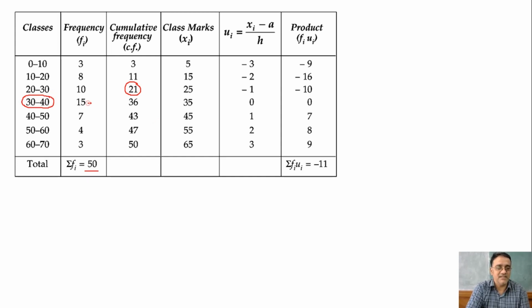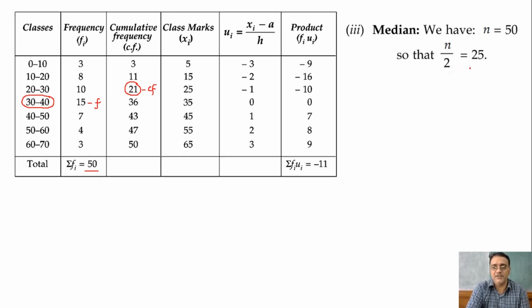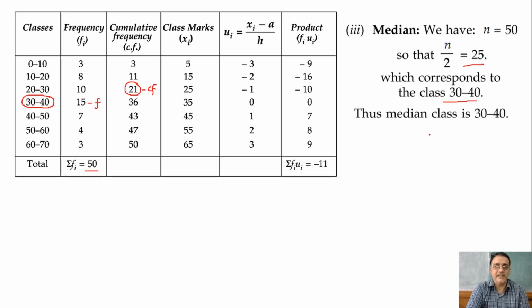Okay? And this is f. This is cf. What is the value of l? 30. What is the value of h? 10. Okay. So we have n equal to 50, so that n by 2 is equal to 25, which corresponds to the class 30 to 40. So the median class is 30 to 40. So we'll write all the values. l is 30, f is 15, h is 10, n is 50, cf is 21.